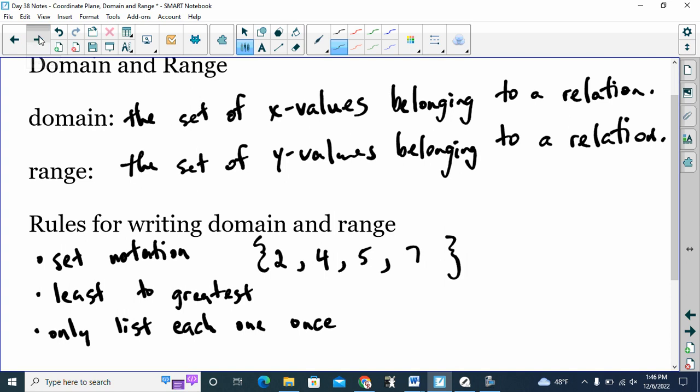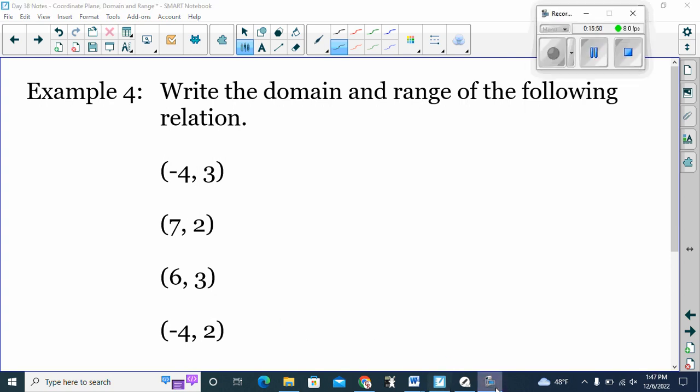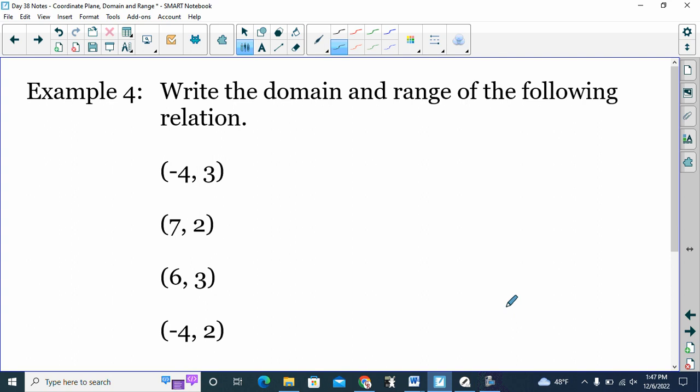So let's try one of these. We are given these ordered pairs. This is our relation: (-4, 3), (7, 2), (6, 3), (-4, 2). And we are asked to write the domain and range of that relation. Domain is the set of x values, so we're just looking at the x values, -4, 7, 6, and -4.